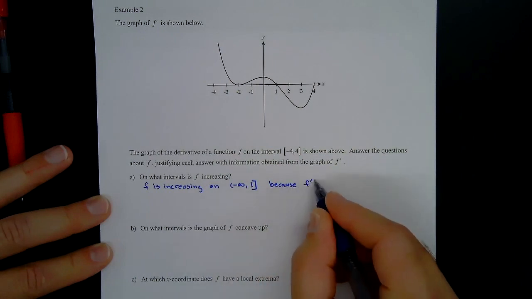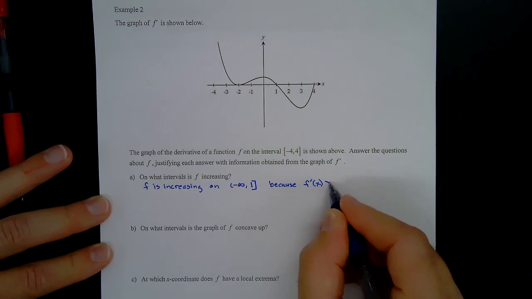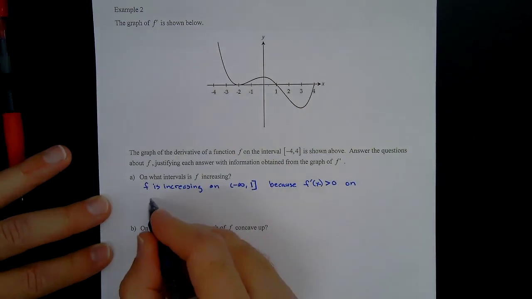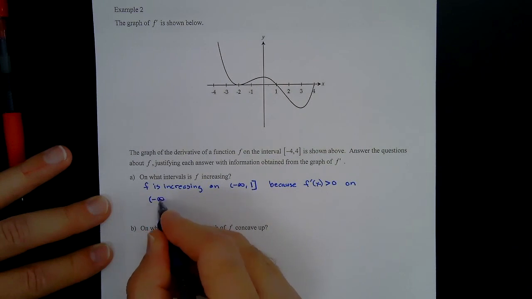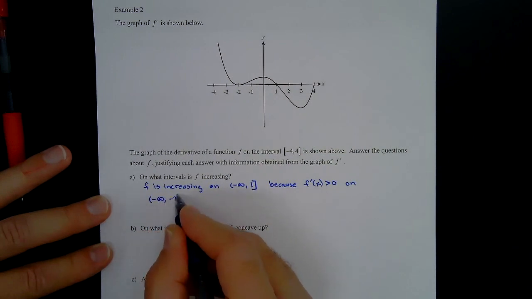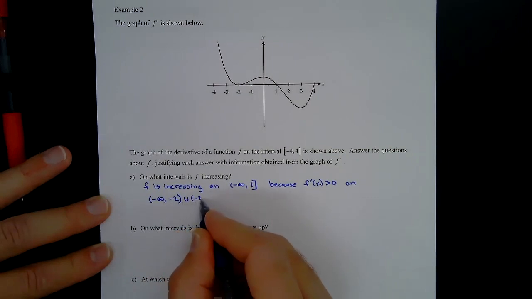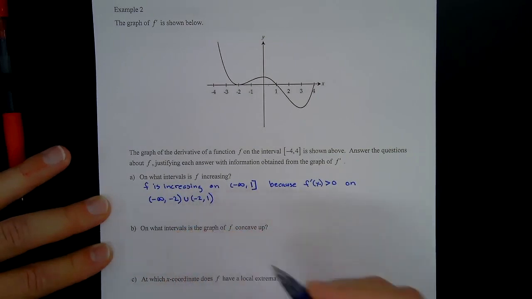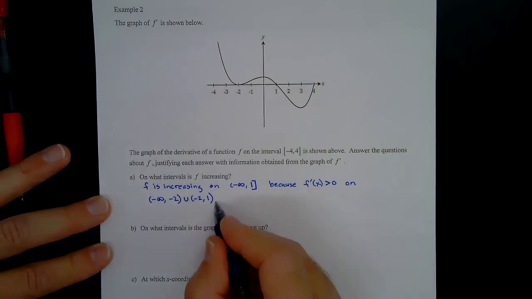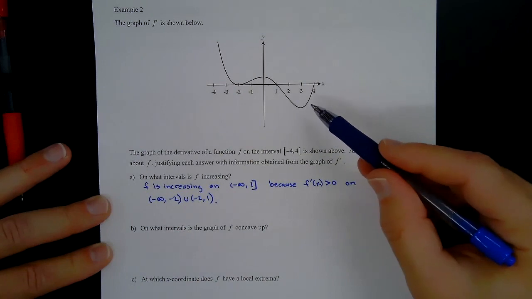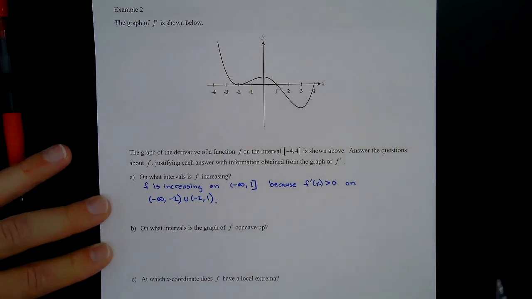f prime of x is positive, so greater than 0, on what intervals? And we would say from -infinity to -2, parenthesis, union, -2 to 1, parenthesis. Okay, and that would be the justification. We're stating the reason based on the graph of f prime.